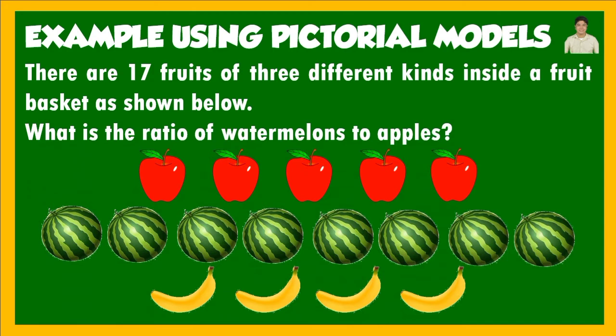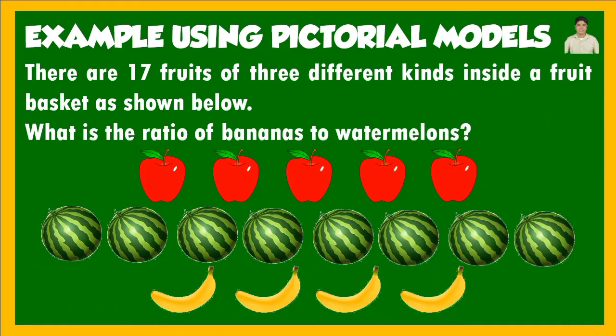What about the ratio of watermelons to apples? So there are 8 watermelons and then 5 apples. So in word form, sulat natin WF, word form, 8 is to 5. In column form, 8 colon 5. And then in fraction form, that is 8 over 5.